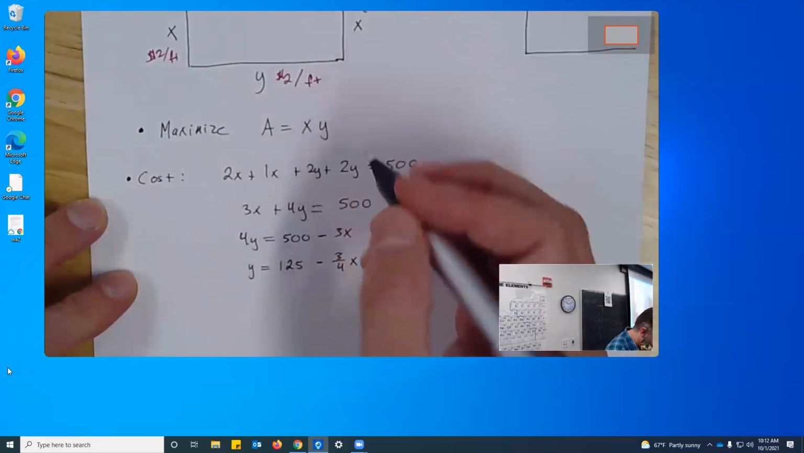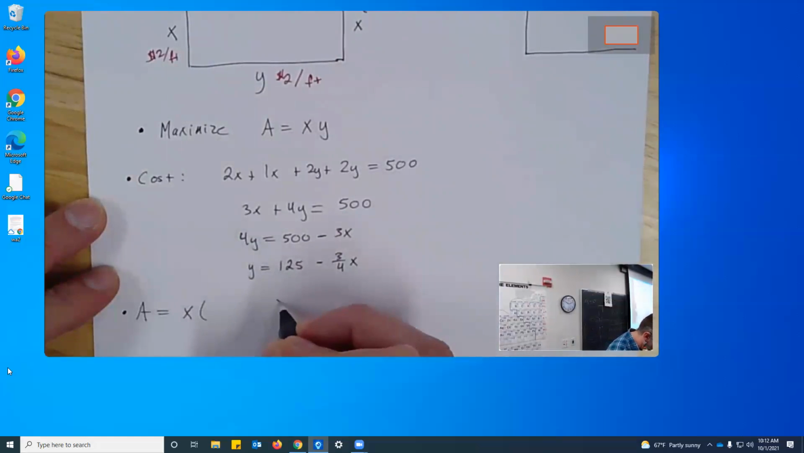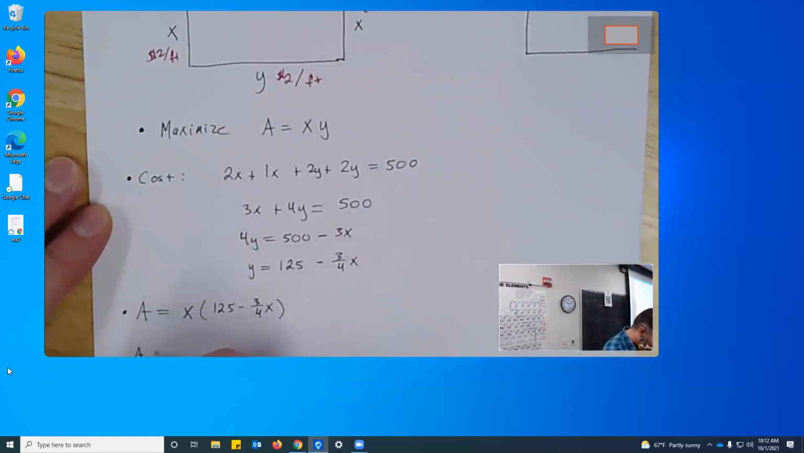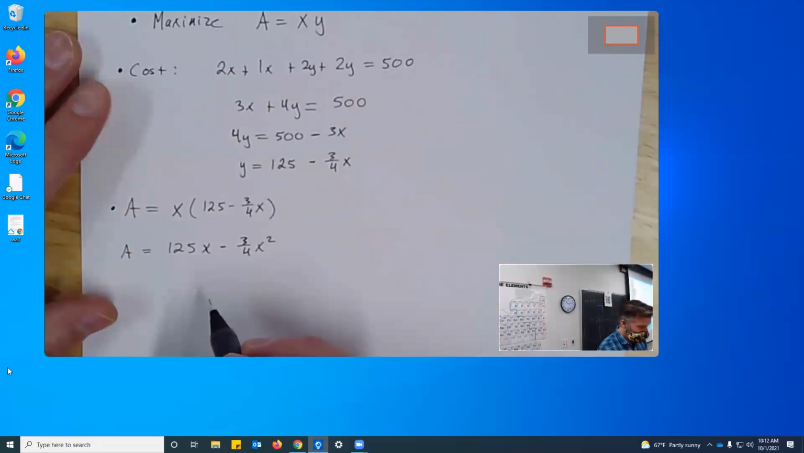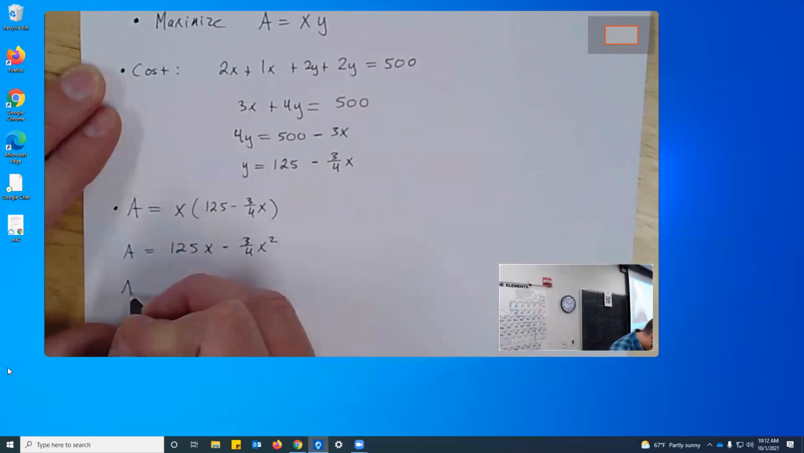So then we're going to take that y and plug it in for the y there. So now our new area equation is going to be x times y. But y is now 125 minus 3/4x. We do need to multiply it out. So I'm going to get 125x minus 3/4 times x squared. We're just distributing that x. And then I think it's worthwhile to rewrite it in the order of highest power first. You don't have to, but it might help you make sure that you don't make a small error when you find the vertex.